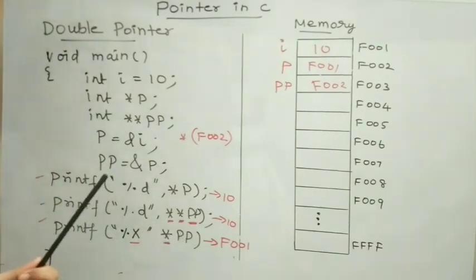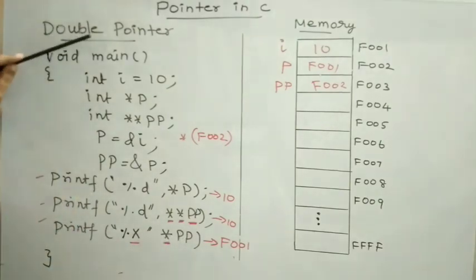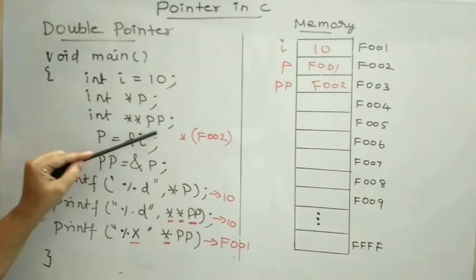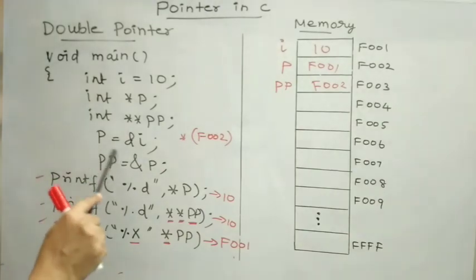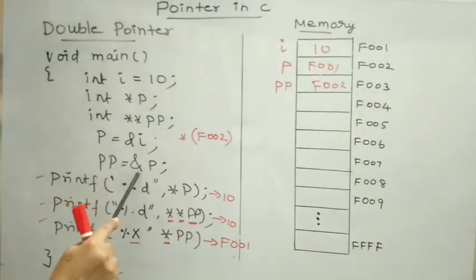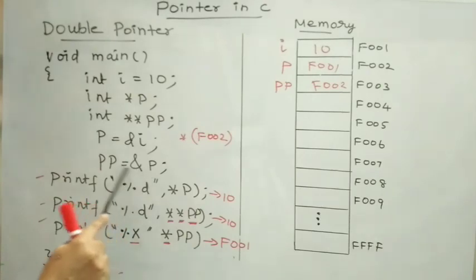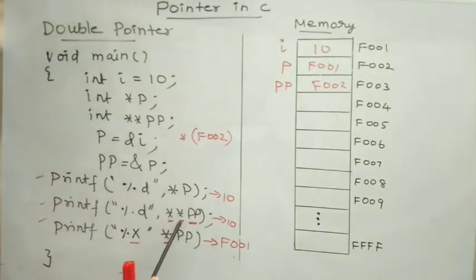So basically, what is a double pointer? A double pointer is a pointer to pointer or a chain of pointers. If I declare a double pointer, it is going to hold the memory address of another pointer variable. So while assigning a value to this double pointer, I have assigned the memory address of this pointer variable p. So I may use this double indirection operator to get the content of the memory address which is held by this double pointer.